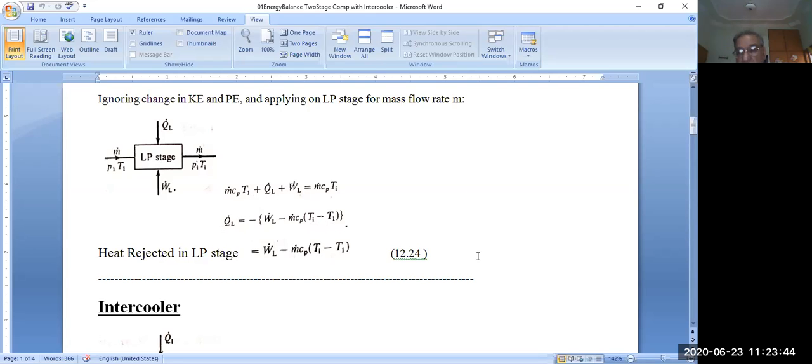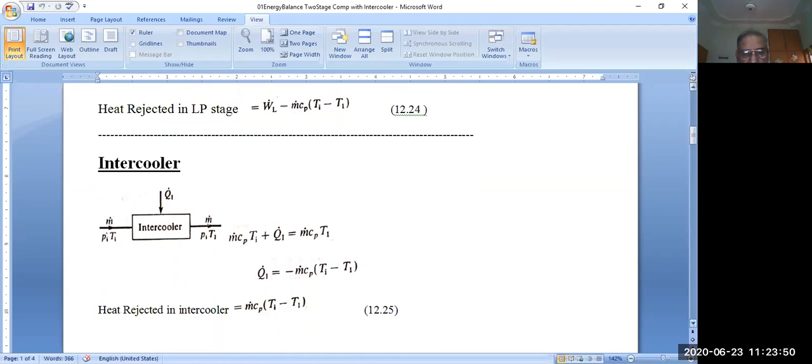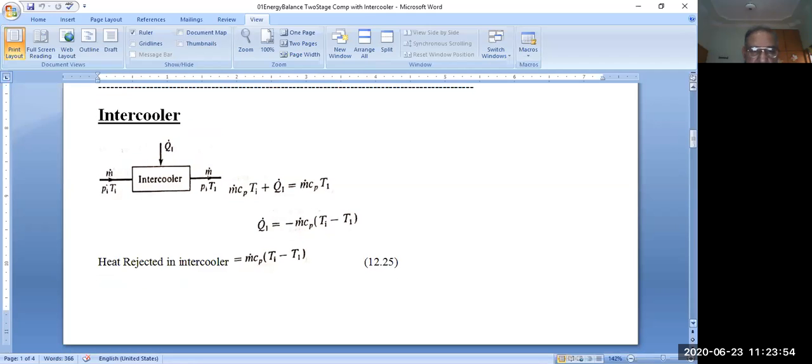This is equation 1224. This is what happens in the low pressure stage of the cylinder. What happens in the intercooler? After discharge from the low pressure cylinder, air enters the intercooler. The intercooler is also an open system, and mass in equals mass out. The entering condition is i and the outgoing condition is 1, so Pi is equal to P1.